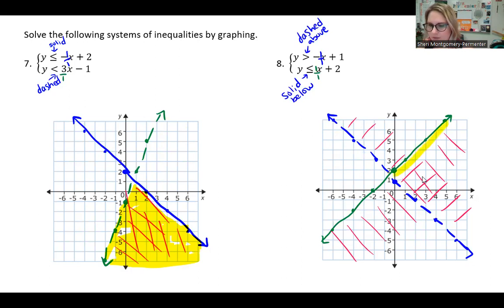Okay. Alex and I were wondering, like, is she messing with us? Is that what you were wondering, Alex? Like, is she messing with us? That's my overlapping shaded region.